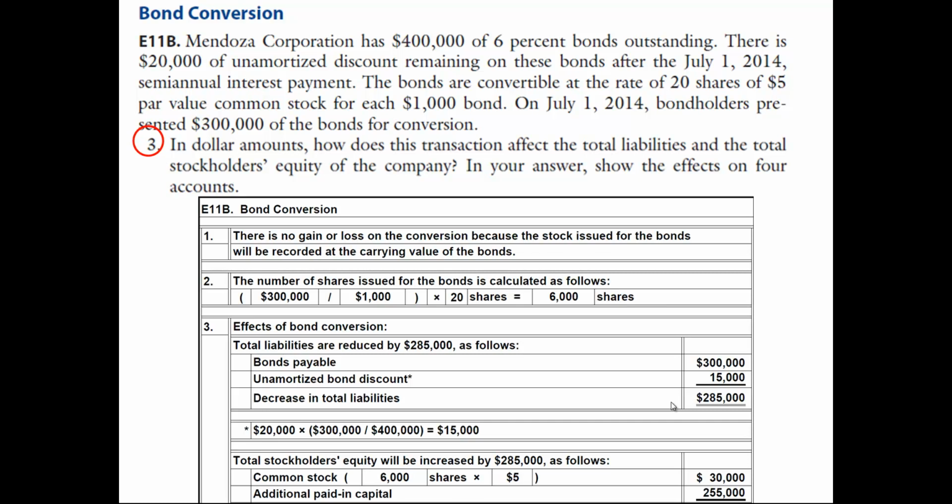So what's happening overall on the balance sheet is our liabilities are decreased by $285,000, but our stockholders' equity is going up by $285,000.